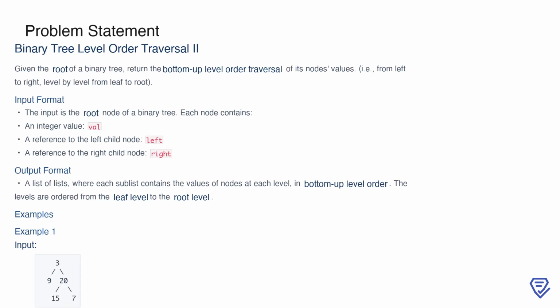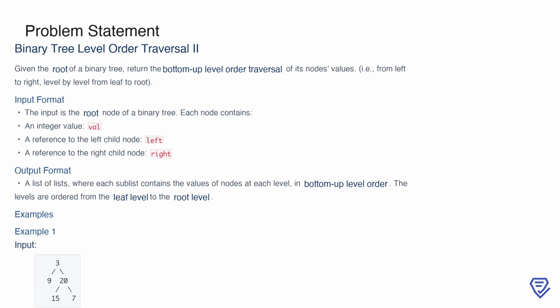In this problem, we're working with a binary tree, and our goal is to return the bottom-up level order traversal of its nodes' values. This means we'll traverse the tree level by level, starting from the leaf nodes at the bottom, and work our way up to the root. The input is the root node of the binary tree. Each node contains an integer value, as well as references to its left and right child nodes.